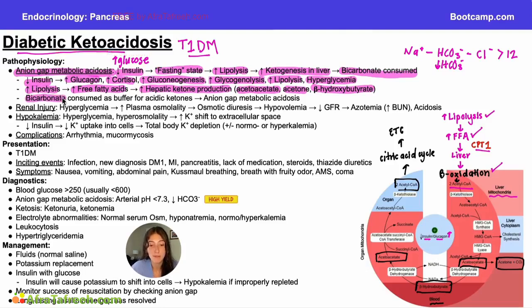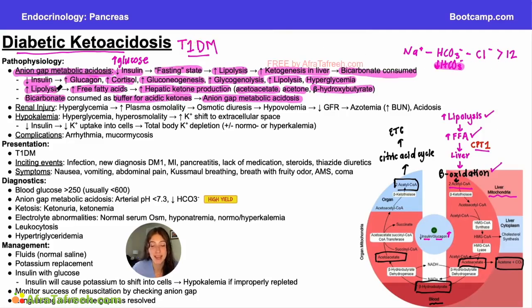The bicarbonate buffer system is trying to fight against this and maintain a normal physiologic pH in your blood, even in the presence of all these keto acids. And as bicarbonate is consumed as a buffer for the acidic ketones, that is what is going to lead to our anion gap metabolic acidosis, as we discussed over here. Having a lower bicarb in this equation will certainly lead to a greater anion gap, as there is less bicarb to subtract from the sodium, meaning it's more likely that this number will be above 12.